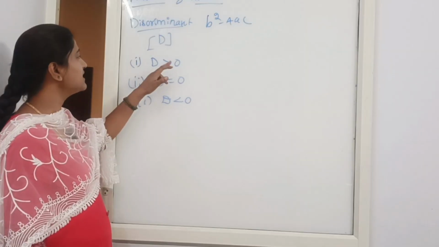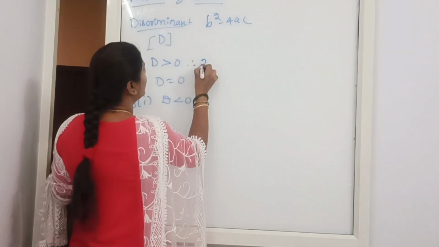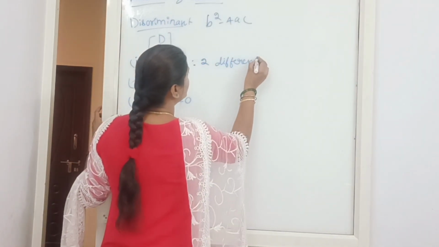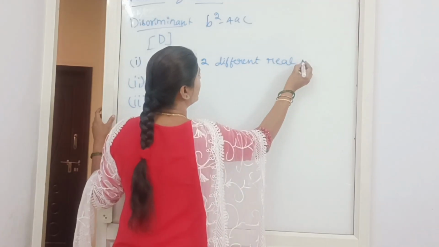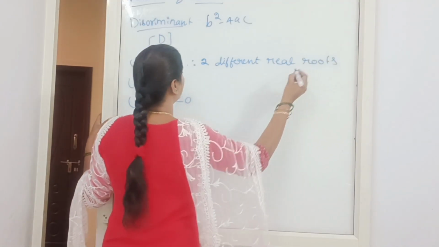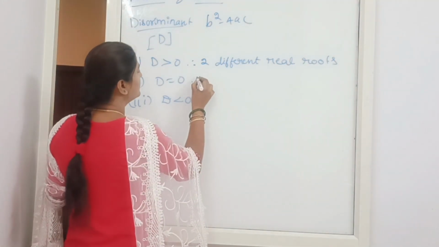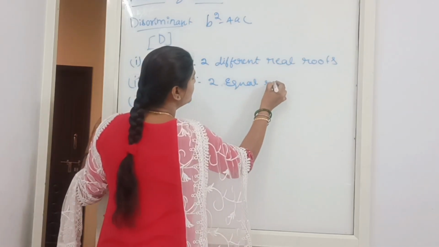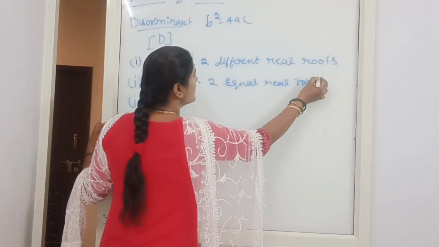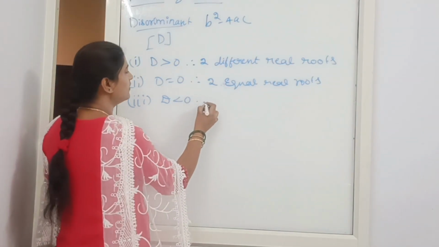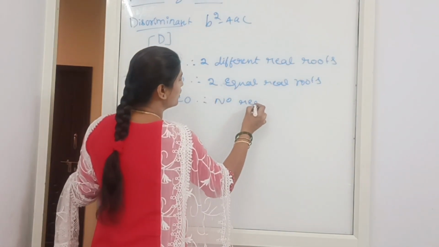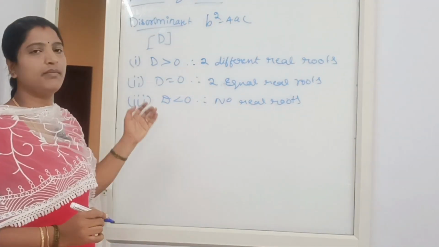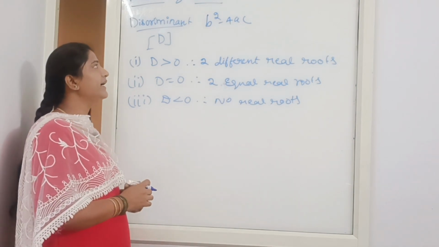Firstly, if D is greater than 0, then we get two different real roots. Two different or distinct, both are the same, right? If D is equal to 0, then two equal real roots. If D is less than 0, then no real roots. Is it easy? Based on the discriminant, we can say what kind of roots they are.